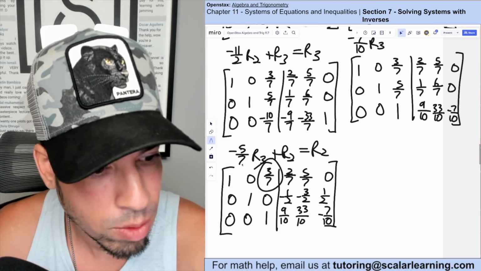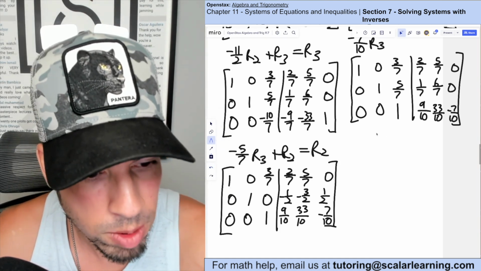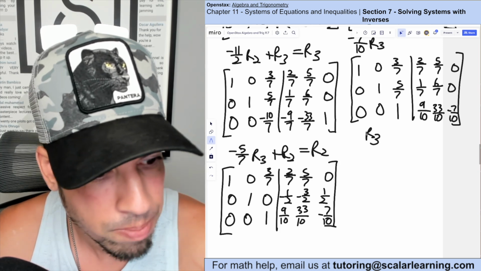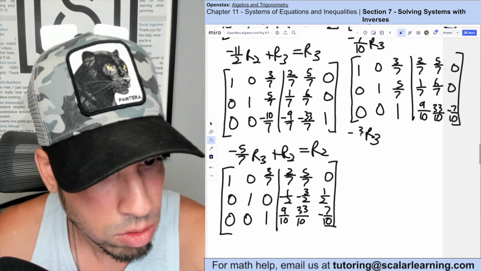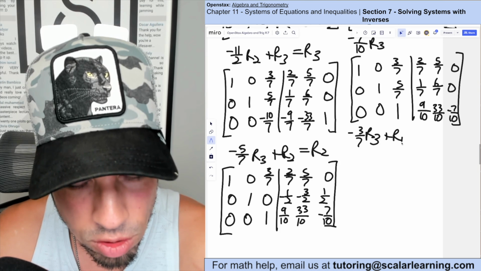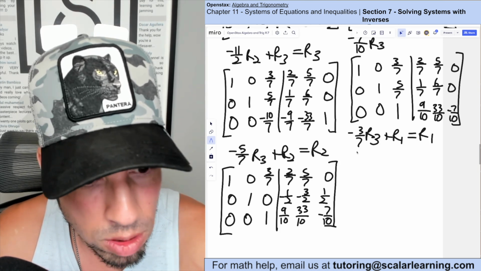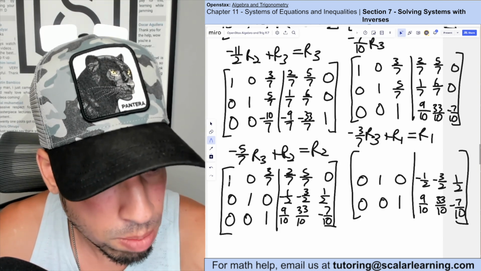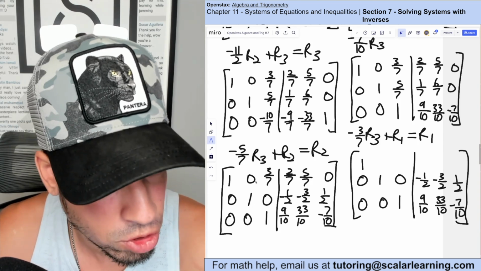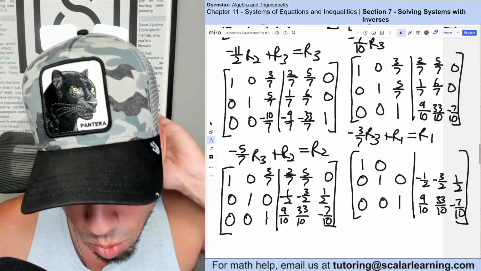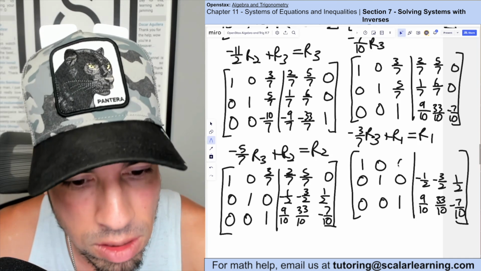Last but not least, we got to get rid of that guy. We got to turn it into a 0. So I'm going to multiply row 3 by negative 3/7 and add it to row 1 to get a new row 1. Let's write it out. So we got that times 0 plus 1 is 1. That times 0 is 0 plus 0 is 0. That times 1 is negative 3/7 plus 3/7 is 0.